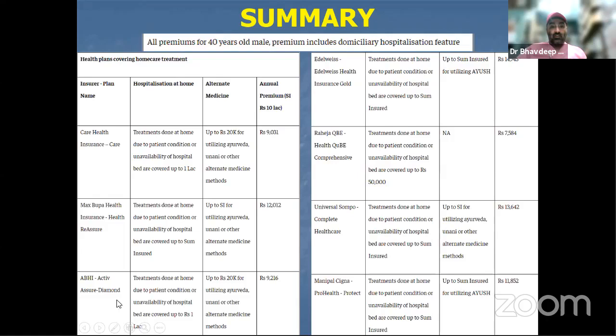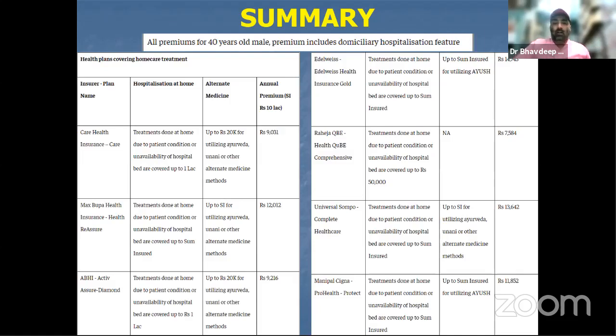Then Aditya Birla Active Assure Diamond up to 20,000, HDFC's plan up to sum insured. Raheja doesn't cover. Universal Sompo up to sum insured. Manipal Cigna up to sum insured. But those who are allowing up to sum insured, obviously you know that you are not going to use a major amount for home hospitalization, because what can you have? A nursing facility, a doctor visiting you, medicines, physiotherapy, maybe an oxygen cylinder, maybe some other gadgets associated with that, maybe other kits in today's times.